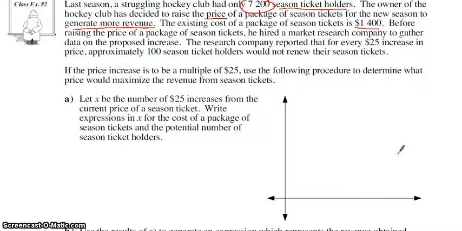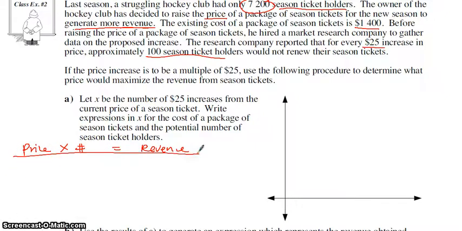Okay, we will see. And then it says here, they find out for every $25 increase in price, about 100 season ticket holders will not renew their season tickets. So this is the price, this is the number of tickets, and this is the revenue. So what's the relationship? Price times quantity equals revenue.